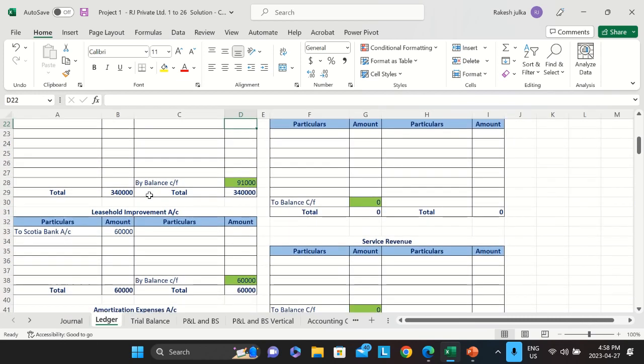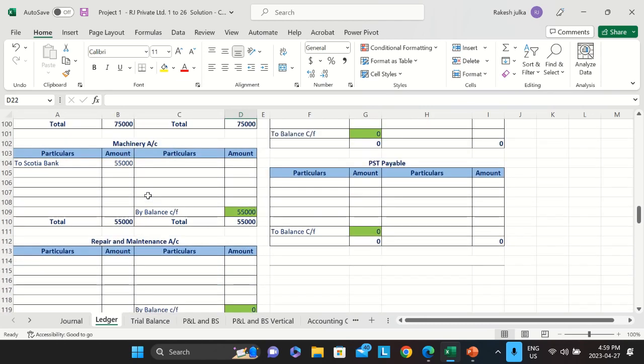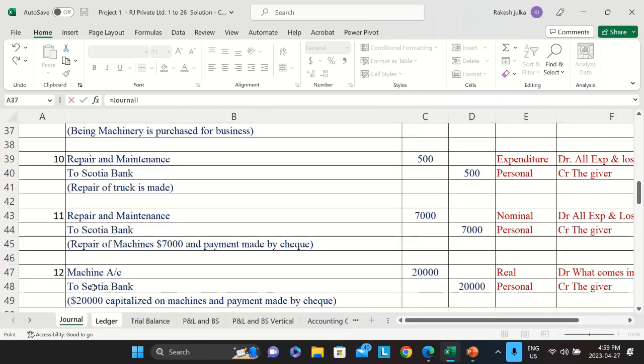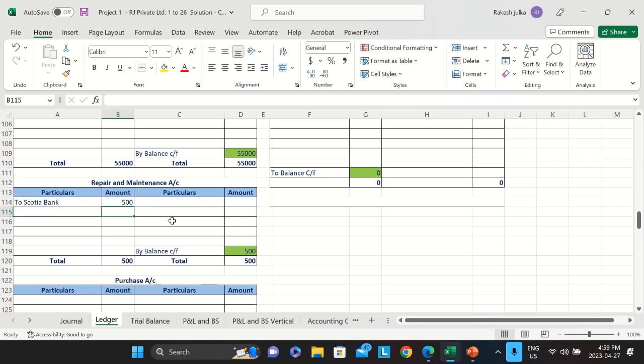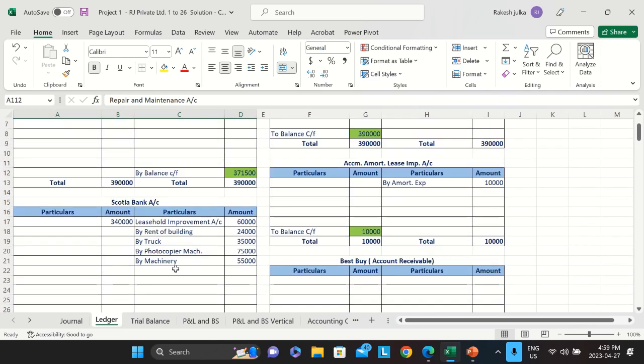Repair and maintenance is an expenditure of the company. So repair and maintenance you can see here. Yeah. So repair and maintenance account debit to Scotiabank, and is equal to sign here. Go to repair and maintenance and 500, and in the Scotiabank account we will write repair and maintenance. Go to Scotiabank account by repair and maintenance.